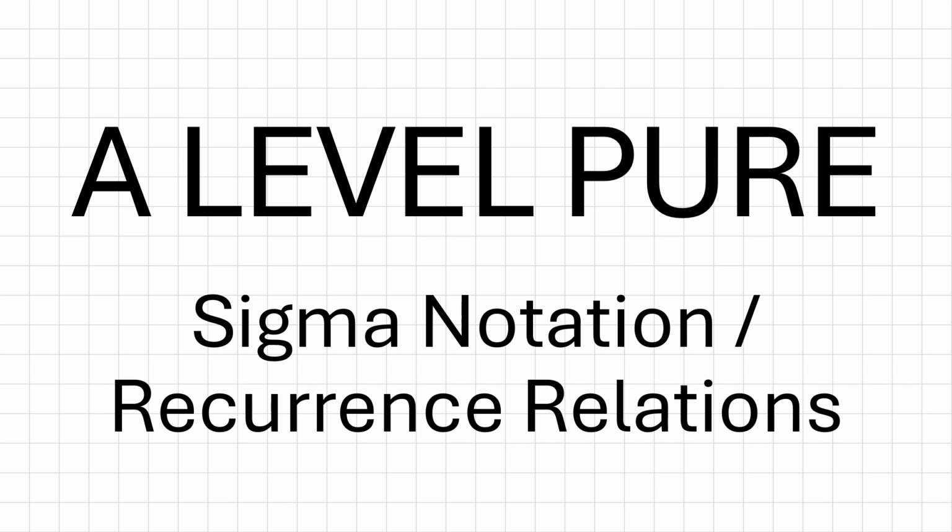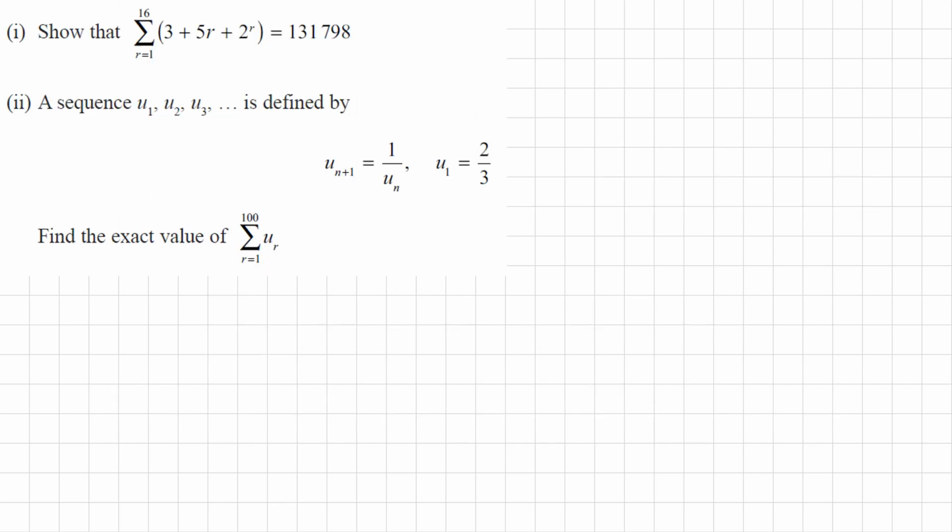This is an A-level pure question on sigma notation and recurrence relations. Part 1, we need to show that the sum from r equals 1 to 16 of 3 plus 5r plus 2 to the power r is equal to 131,798.